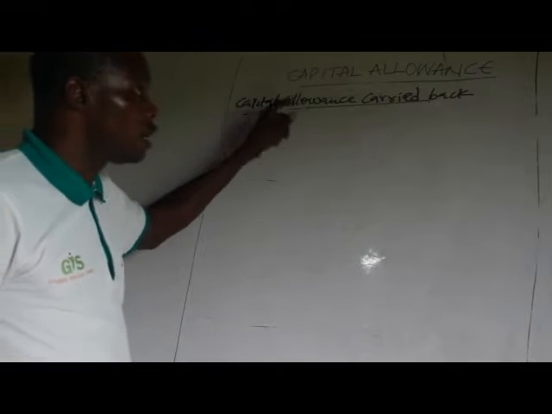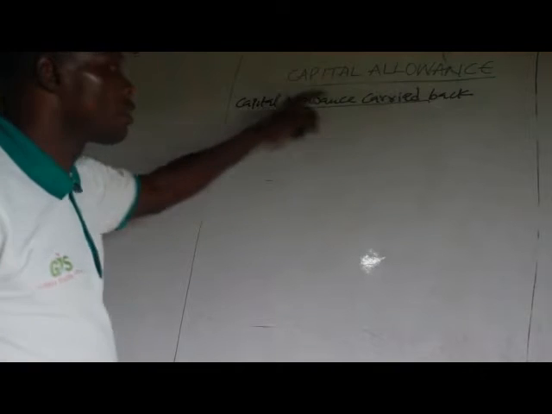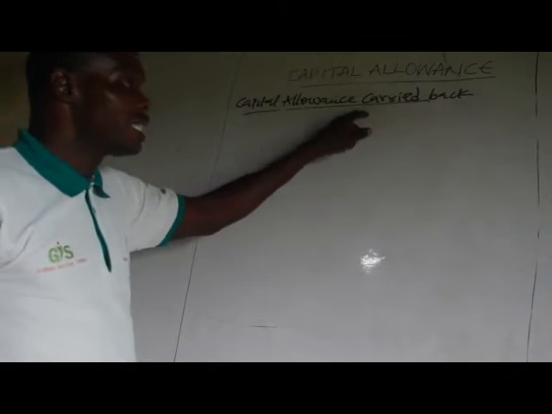On cessation of trade or business, the unclaimed capital allowance may be carried back for relief against total profits of 5 years of assessment preceding the year of cessation.